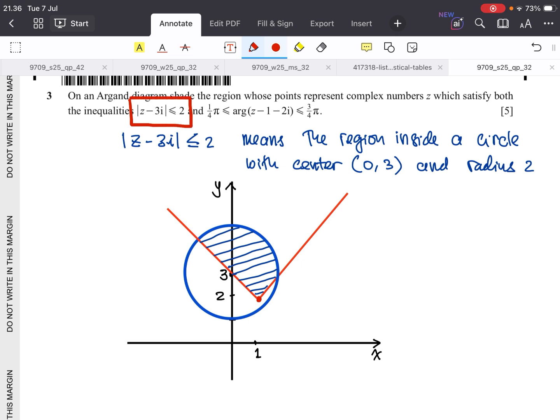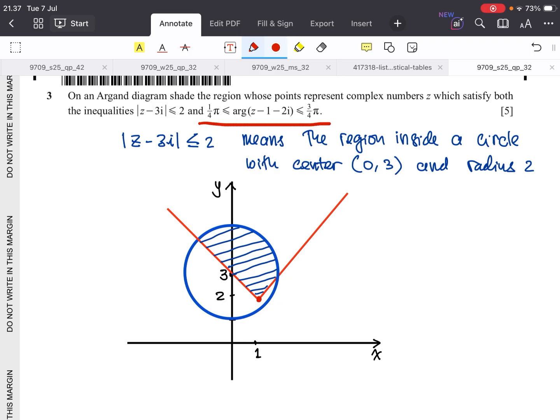First, |z - 3i| ≤ 2 means the region inside a circle with center (0, 3) and radius 2. This one. The region is inside this circle.